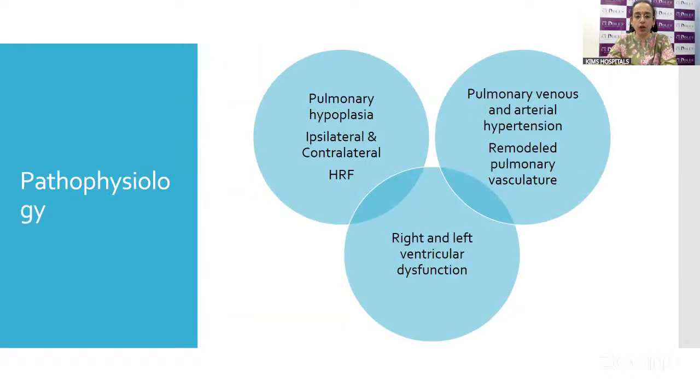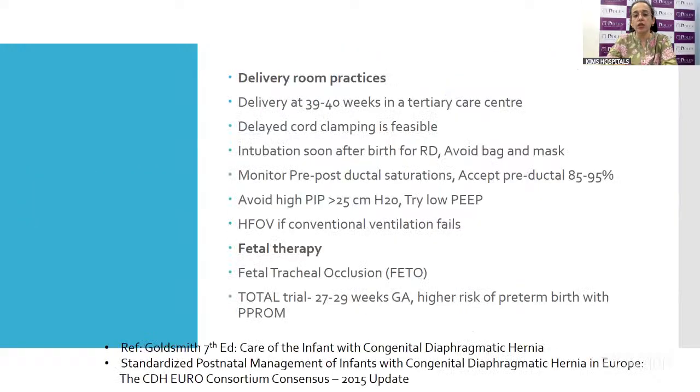So coming to the pathophysiology of CDH, there will be pulmonary hypoplasia, both ipsilateral and contralateral, along with hypoxemic respiratory failure, and it is associated with pulmonary venous and arterial hypertension along with remodeling of the pulmonary vasculature, and biventricular dysfunction will be seen. So these babies are prone to PPHN and may need appropriate therapy soon after birth, first medical management followed by surgical management. So delivery should be planned in a tertiary care center at term gestation.